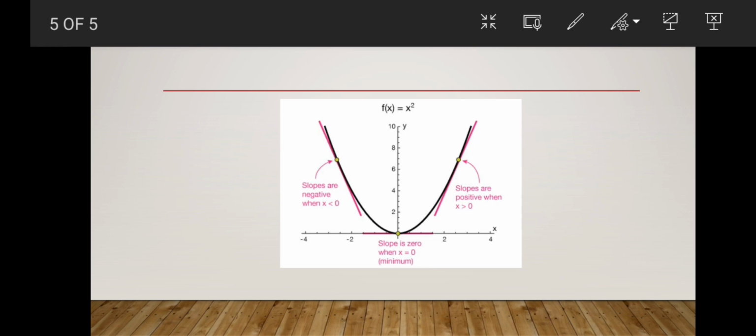Okay, note that we can get the slope by obtaining the first derivative. So if f'(x) is less than 0, then the function is decreasing, but when f'(x) is greater than 0, then the function is increasing.